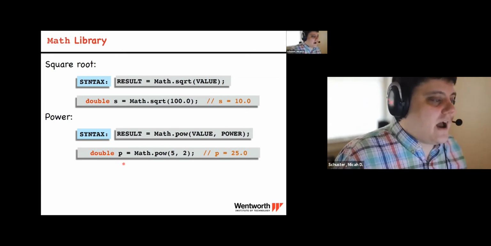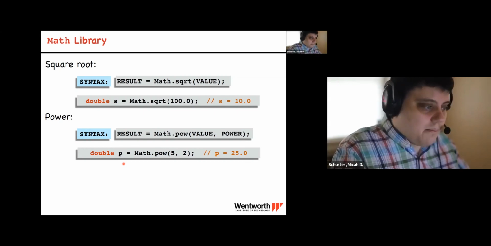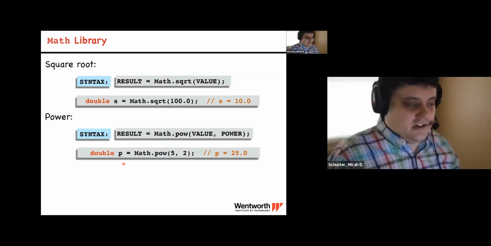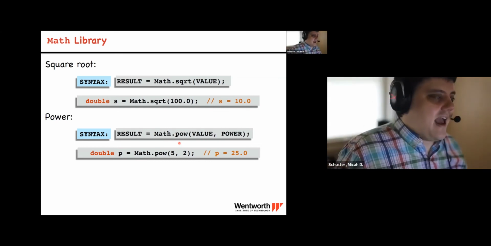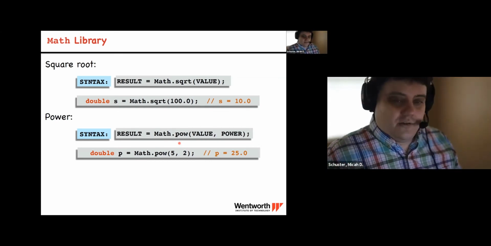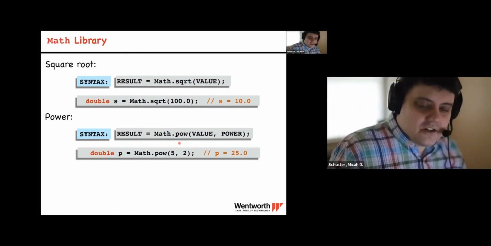There's a whole bunch of these. If there's one that you haven't seen before, I will most likely mention it in the homework, but you can look up a bunch of these functions. Cosine is just Math.cos and Math.sin for sine. And for absolute value, it's Math.abs, ABS. So there's a whole bunch of these functions.